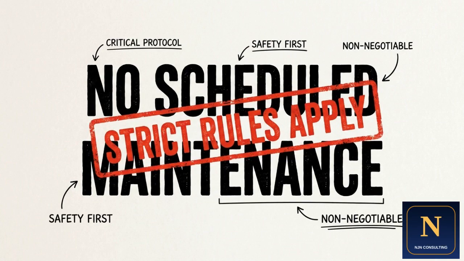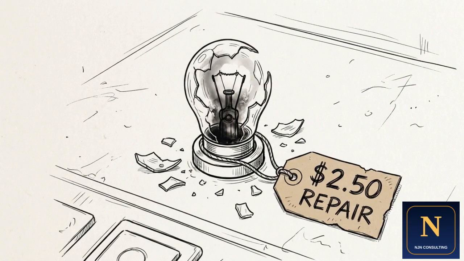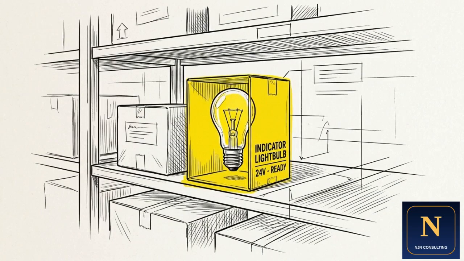We also have run to failure. Strict engineering rules govern this choice. We only let a component run until it breaks if the consequence is purely economic and if the spare part is already sitting in the warehouse.